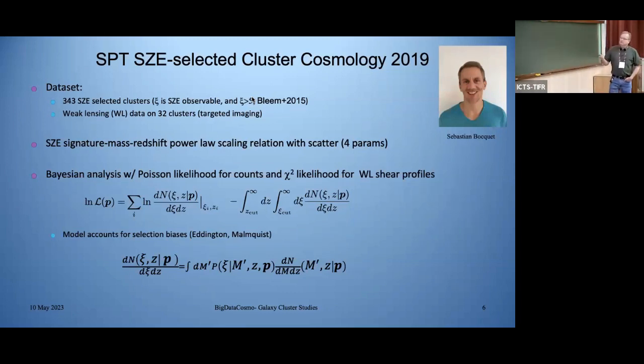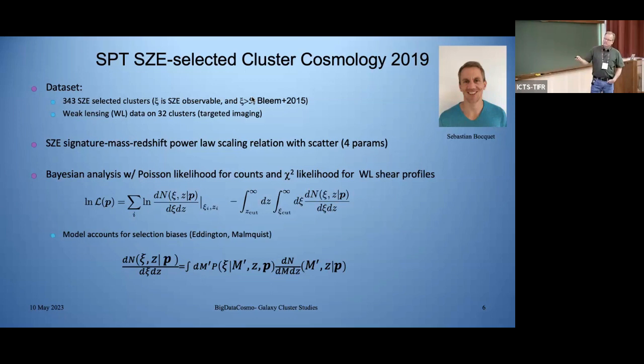Well, I wanted to start with our analysis from 2019, led by Sebastian Bocquet, pictured here. The data set was 343 SZ-selected clusters from SPT. We had weak lensing data on only 32 clusters. Those were targeted imaging studies. We used an SZ mass redshift relation. So we had 4 free parameters when you include the scatter. And we basically used the Poisson likelihood.